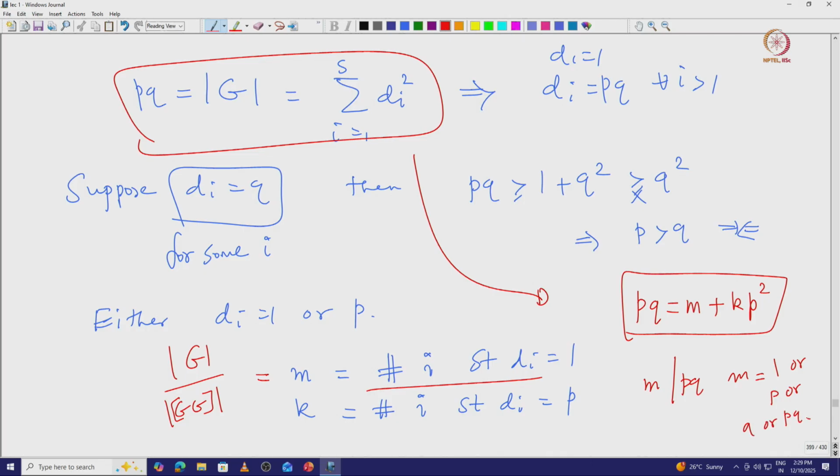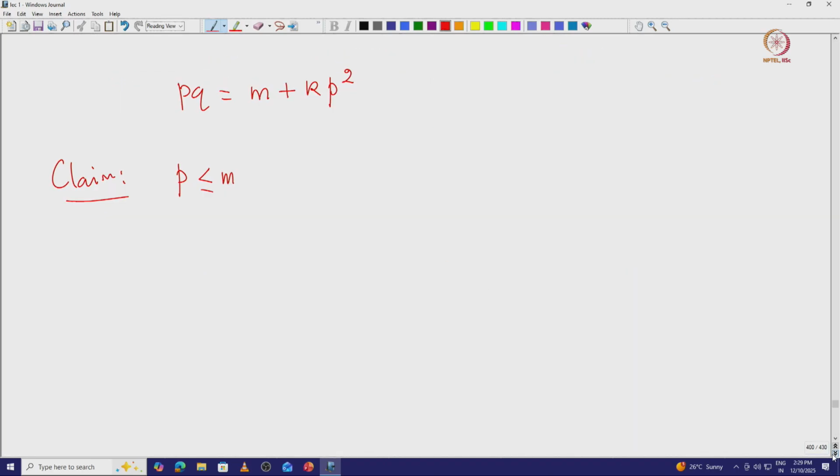Now if we look at the possibilities, we can also argue like this. Since the order of G is pq, using Cauchy's theorem, there are elements of order p and elements of order q.